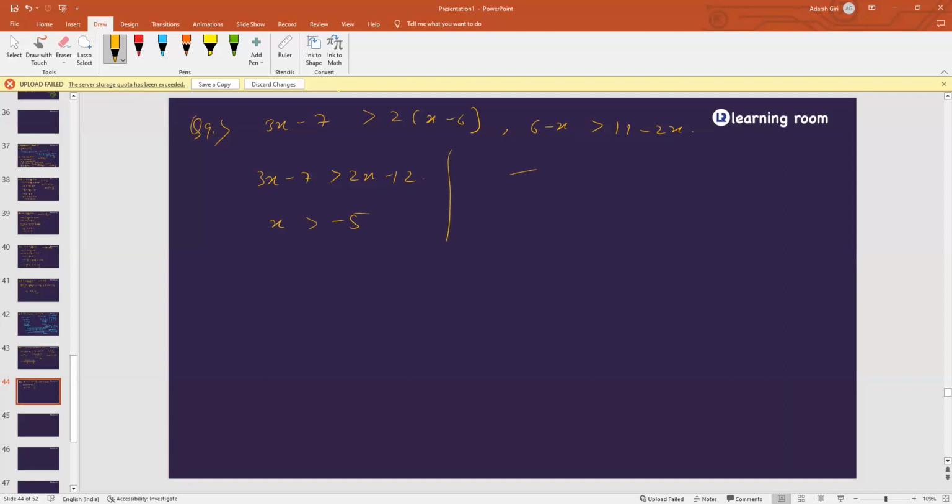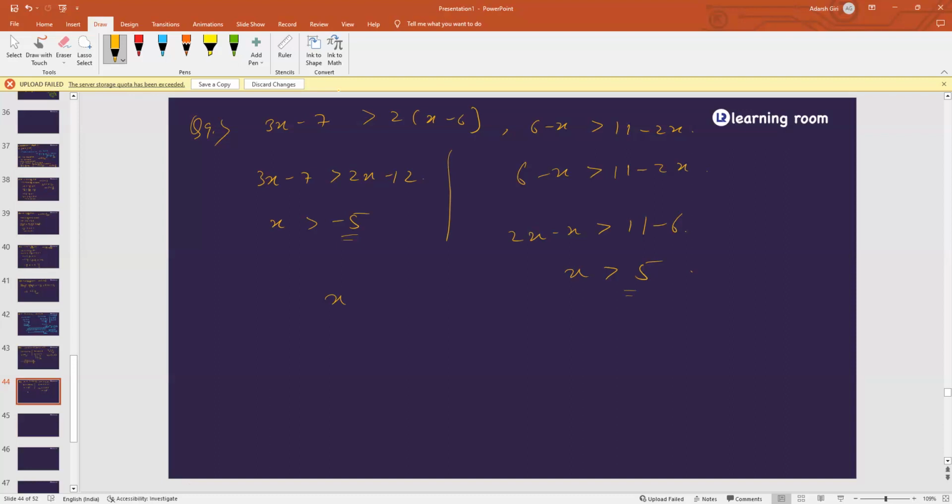Next equation. So 6 minus x greater than 11 minus 2x. If you take it to the other side, 2x minus x will be greater than 11 minus 6. X is greater than 5. So two equations. X should be greater than minus 5, and x should be greater than 5.